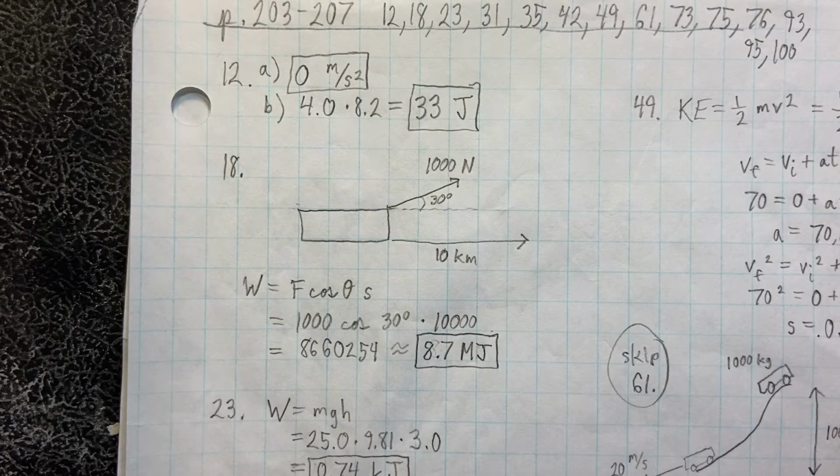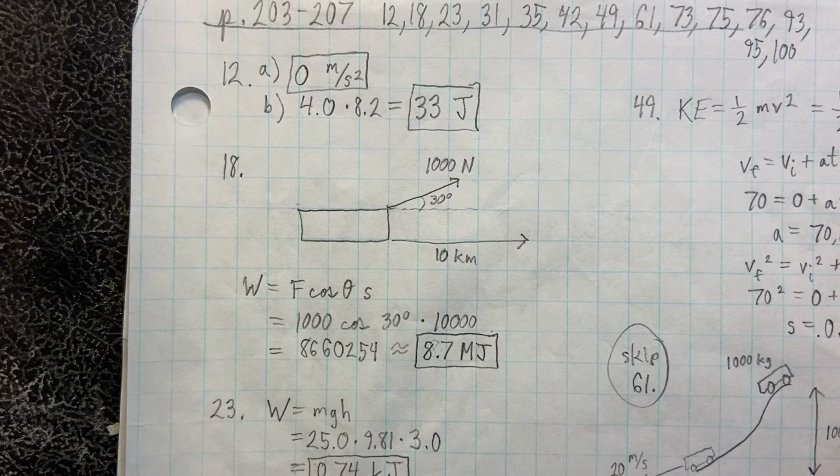All right, let's go through the chapters 7 and 8 problems. So number 12 is kind of a warm-up, and we can see that it's 0 meters per second squared for 12A because it's going at constant speed. Constant speed means that it's not accelerating. Now for B, it's pretty much just plug and chug. We've got a force and we have a displacement. Force times displacement is 33 joules.